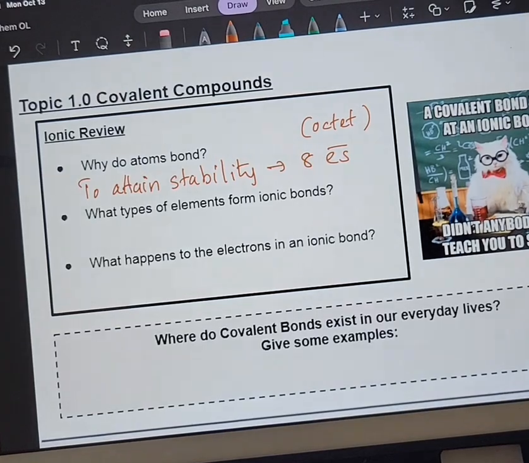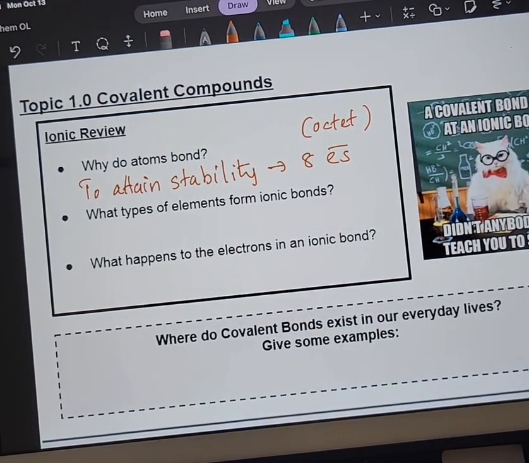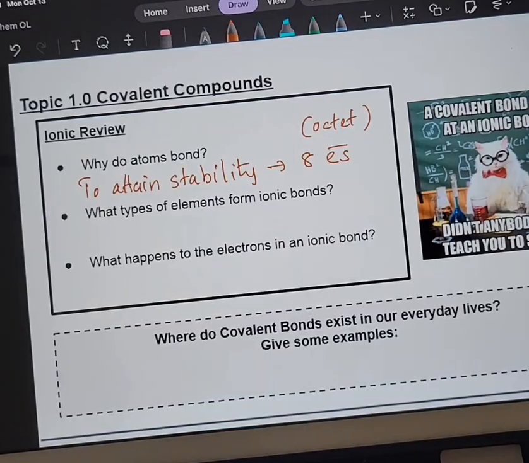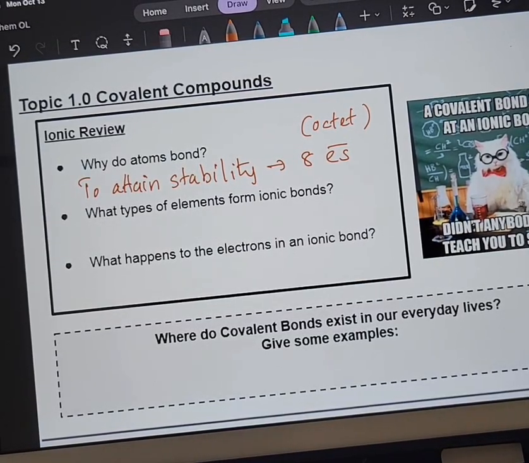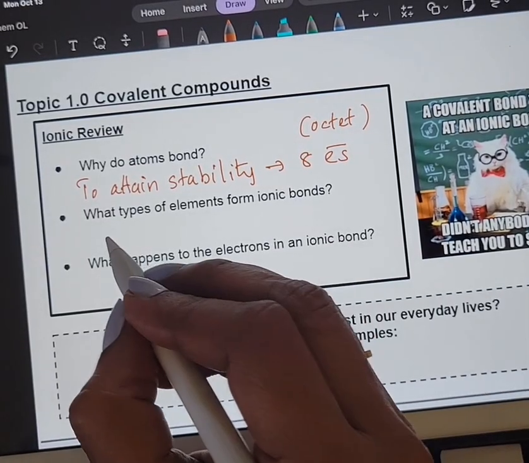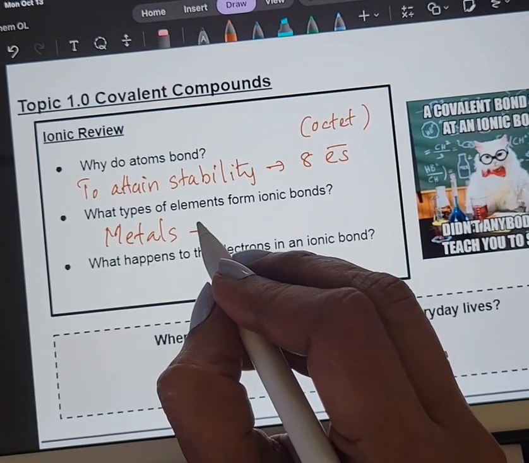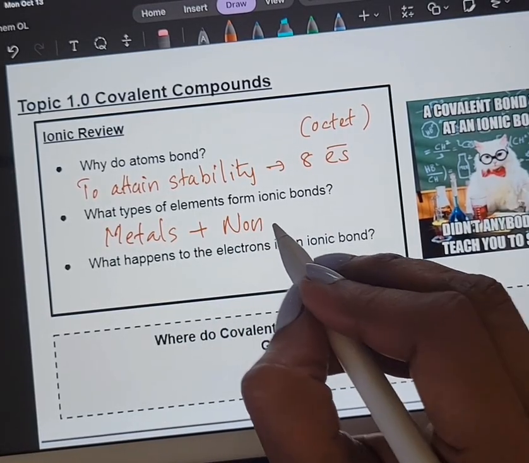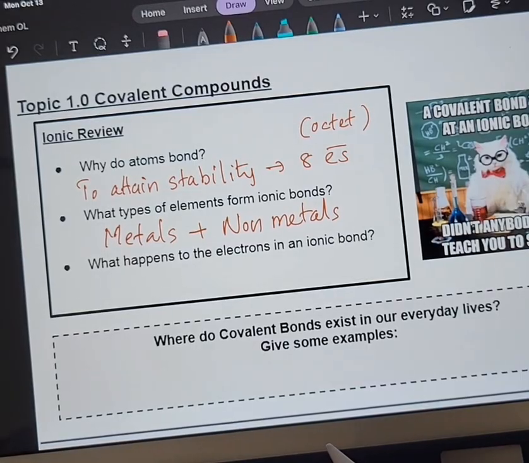Octet means 8 electrons. So most of the atoms are reacting to get stability by gaining 8 electrons. There is one more reason we will study eventually. What type of elements form ionic bonds? We learned metals lose electrons. When they combine with the non-metals, the non-metals gain electrons and that results in ionic bonds.